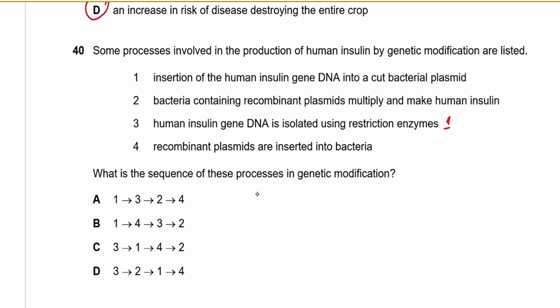After that, this human gene is inserted into a bacterial plasmid. After it is inserted into a bacterial plasmid, it forms recombinant DNA. Recombinant DNA, which is number 3, would then be inserted into bacteria so that they can multiply and make more human insulin. So the first point has to be 3, C or D. Then the second point has to be 1. So obviously it is C in our case.